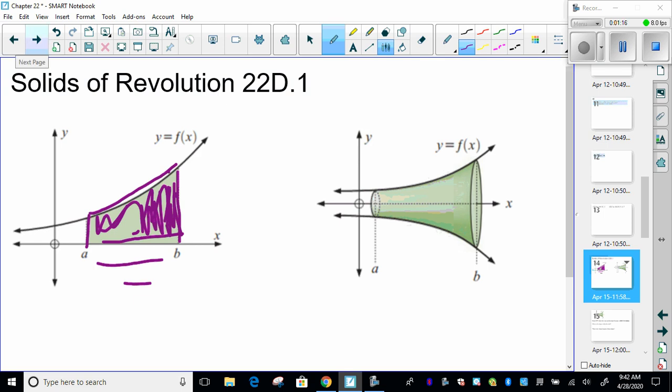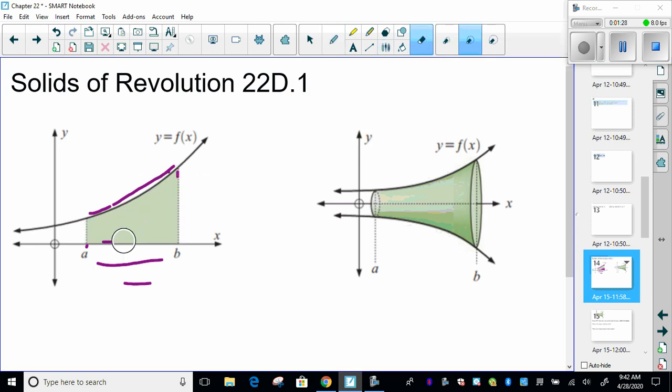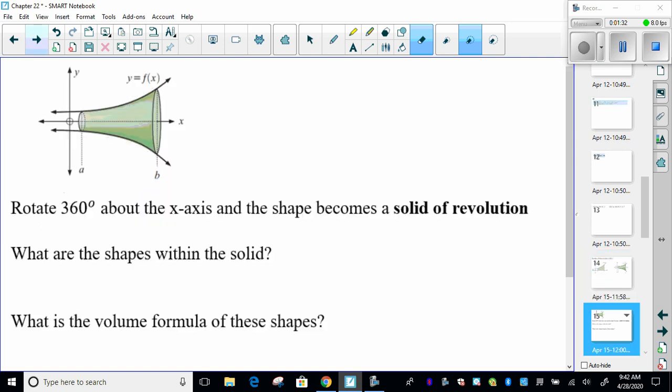So what we're going to learn is how to find the volume of that. We're going to be able to figure out the volume of these three-dimensional shapes just based on knowing what its 2D shape is. Just based on this. So if we rotate that 360 degrees about the x-axis, the shape becomes a solid of revolution.